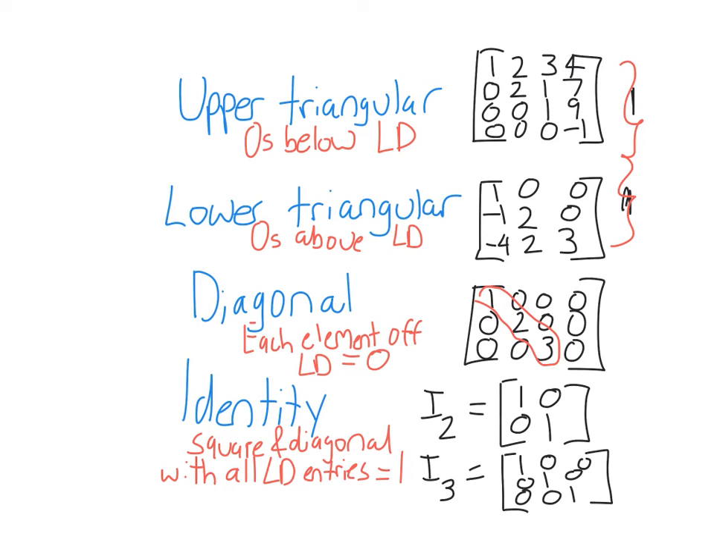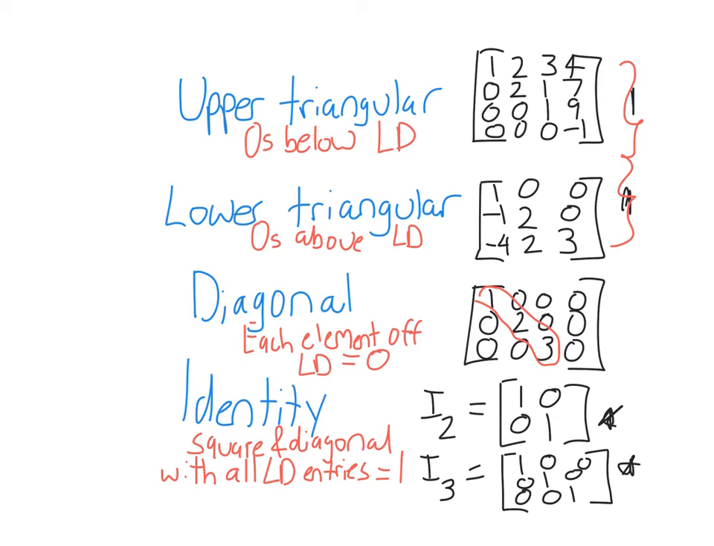So we haven't looked at matrix multiplication yet, and we will eventually, but it turns out if you multiply a matrix by this or this, and the product is actually possible, then you won't change the original matrix.